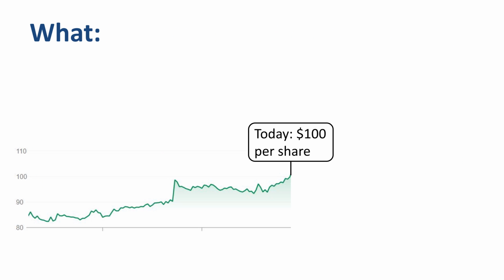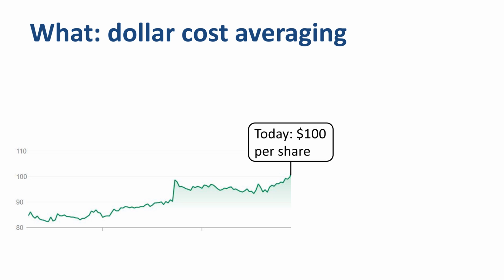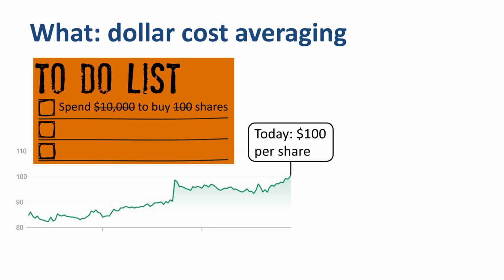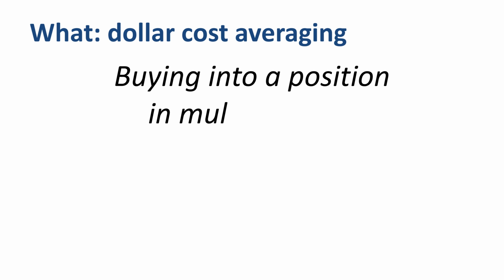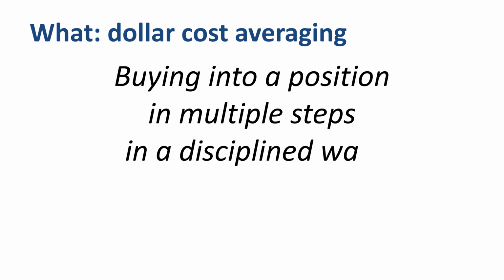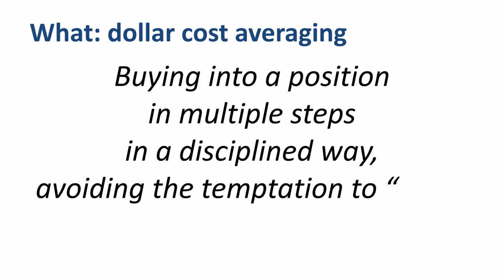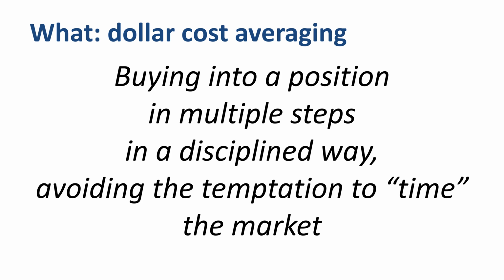In both cases, dollar cost averaging might be a way to deal with your emotions. You don't have to buy 100 shares in one go. You don't have to spend the $10,000 in just one lump sum transaction. Dollar cost averaging is buying into a position in multiple steps in a disciplined way, avoiding the temptation to time the market. Dollar cost averaging can take away some of the emotions of investing in the stock market. You can apply dollar cost averaging to shares, index funds, mutual funds, currencies, and a broad range of other securities.